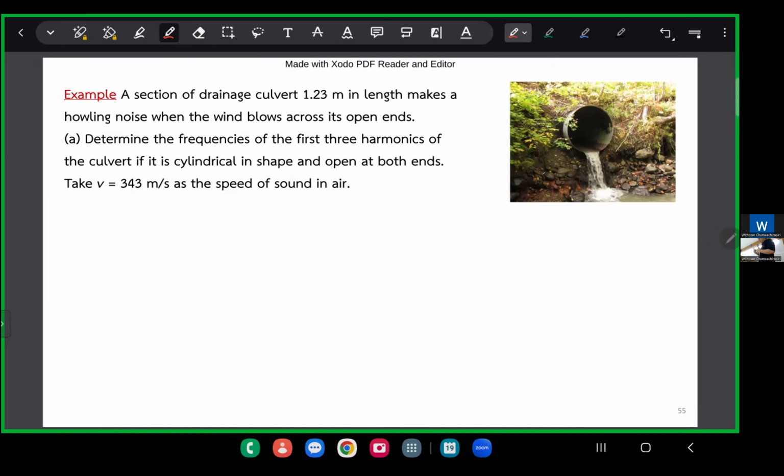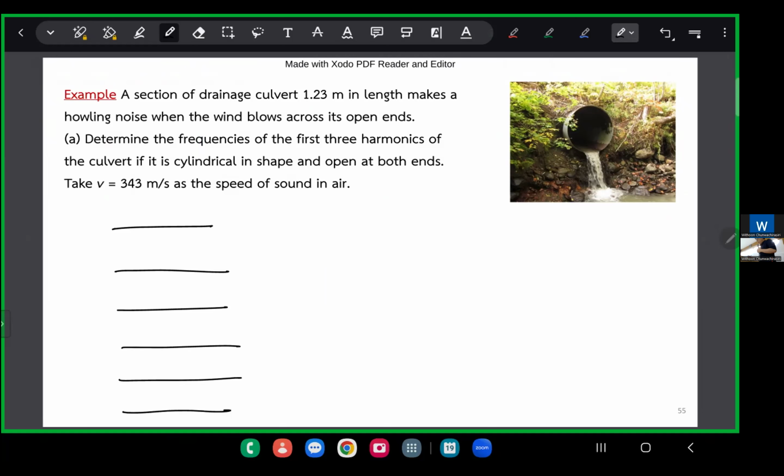So the wind blows, generates a howling noise. Determine the frequency of the first three harmonics of sound, if you treat this as an open-end tube. Oh, all right, there's an open end. If you want the first three, you can just draw this. But if you want, I can quickly draw this diagram. Of course, you can also refer to the formulas or the figures on the previous page.